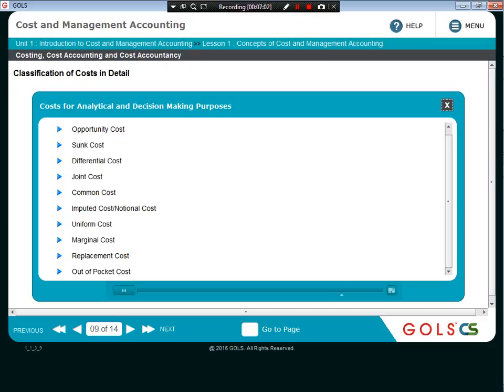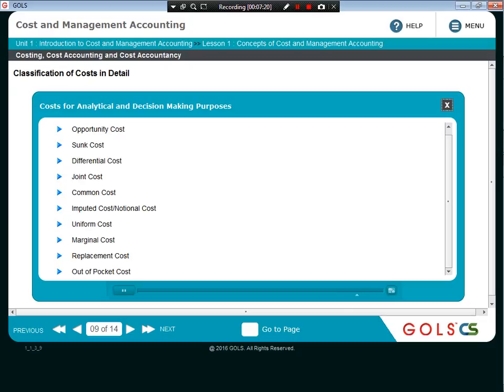Whenever you are considering two levels of activity, the differential cost which arises is basically due to variability, a change in the volume or a change in the activity. Because of that, whatever cost changes with the change in volume and activity will be called a marginal cost.